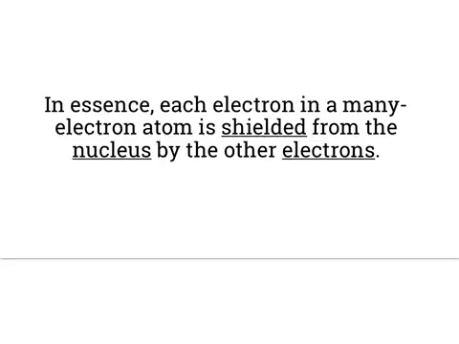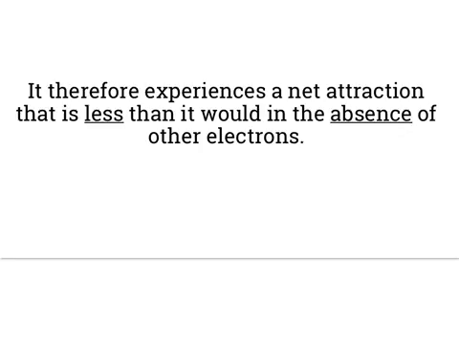So, in essence, each electron in a many-electron atom is shielded from the nucleus by the other electrons. That's where the term comes from. It's mainly referring to the electrons on the outside, but ultimately, really any electron is at least mildly shielded from the nucleus by other electrons. And again, that's because they're pushing back. The other electrons are pushing it back away, but it's as if they're shielding it from some of the attraction of the nucleus. Therefore, that outer electron, or again, whatever electron's being shielded, experiences a net attraction that is less than it would be in the absence of other electrons.